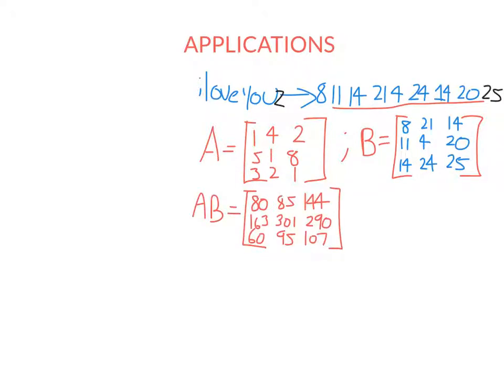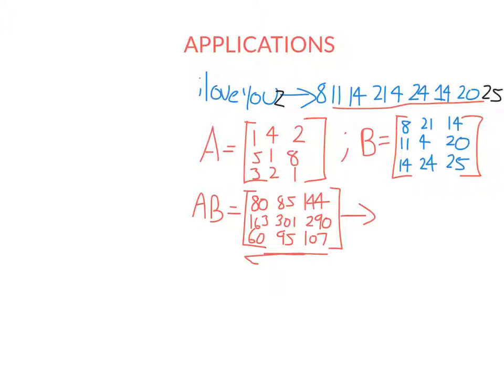So if we multiply A, B together, we get this matrix here. So how are we going to turn this matrix into a sequence of letters? What we need to do is reduce each of the elements of the matrix modulo 26. So for example, 80 is equivalent to 2 modulo 26, because when you divide 80 by 26, the remainder is 2. Of course, we're doing modulo 26 because there are 26 letters in the alphabet.